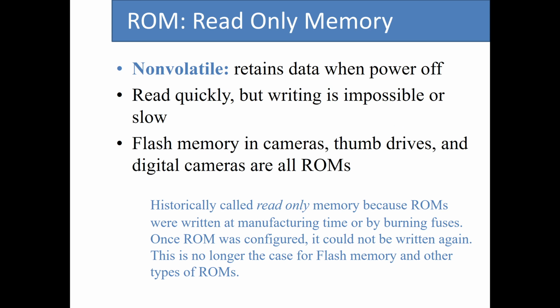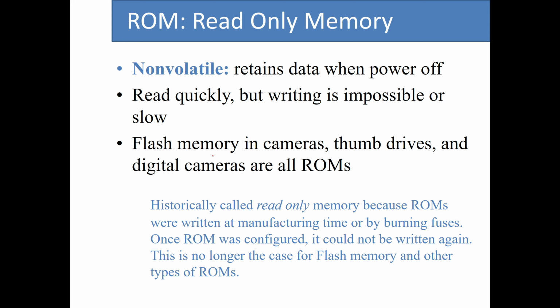For ROMs, or read-only memory, they are non-volatile, meaning that they retain their data when power goes off. We can read the data from them easily, but writing on them is impossible or slow. Flash memory in cameras, thumb drives, and digital cameras are all examples of ROM. But now you can see some discrepancy. Reading is easy and quick, but writing is impossible or slow, and one of the examples is flash memory. So there might be something wrong here.